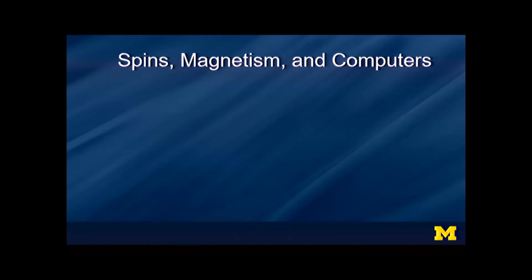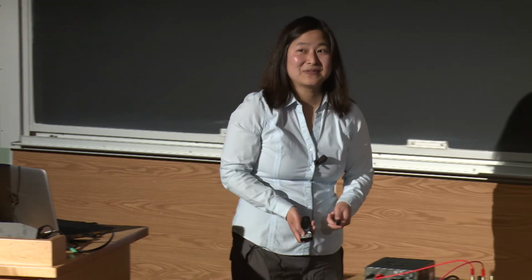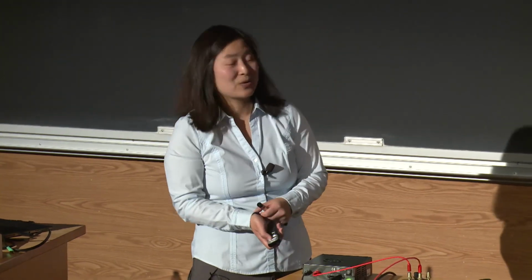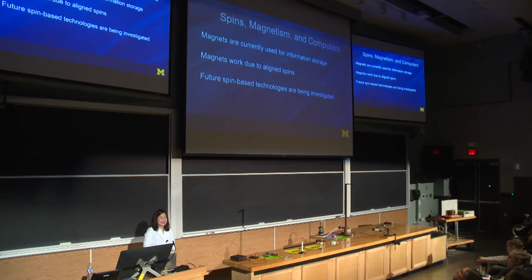Okay, so I think with that, I'll summarize what I've talked about in this talk on spins, magnetism, and computers. We currently use magnets for information storage, and the way the magnets work is due to aligning spins or magnetic moments inside materials. And there are future spin-based technologies that are exciting and are currently being investigated. And with that, I'd like to thank you for your attention.